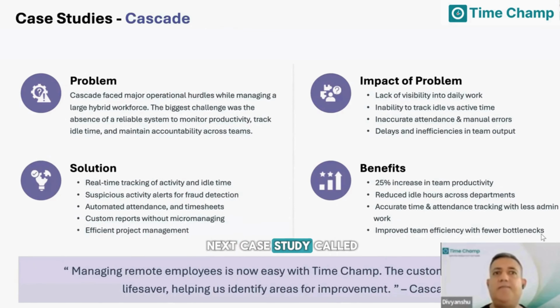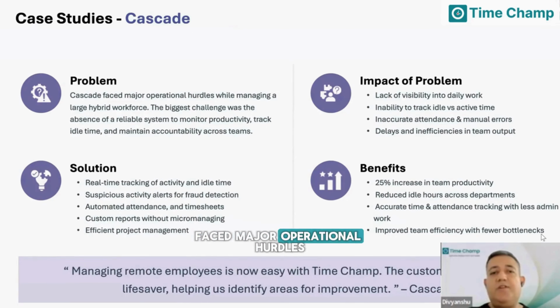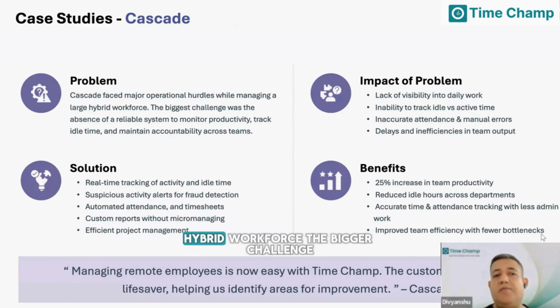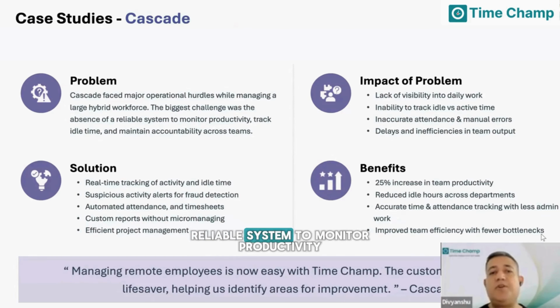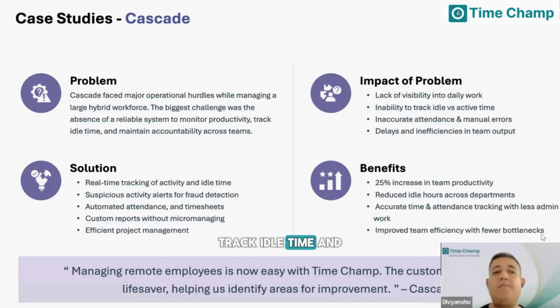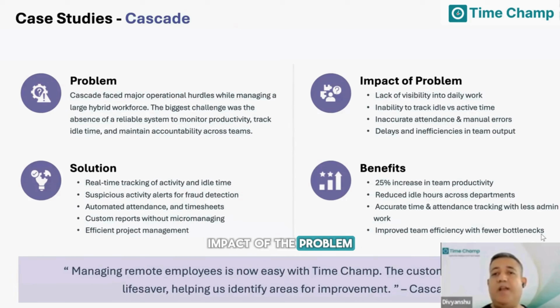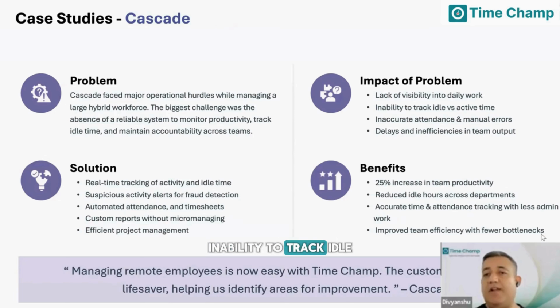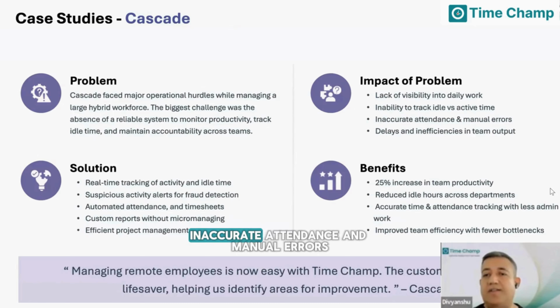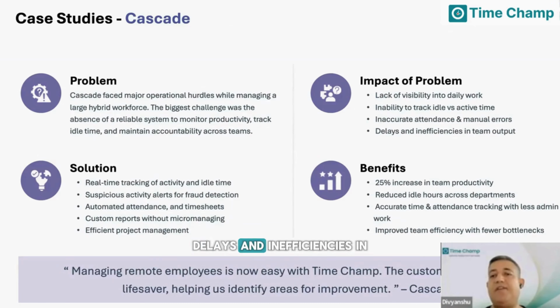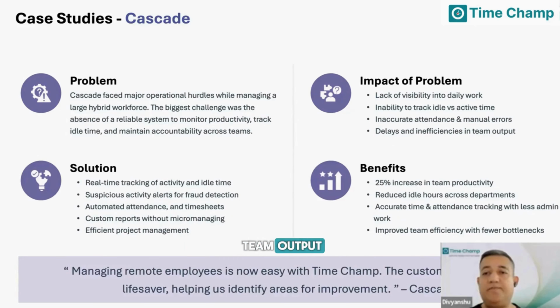Let's move to the next case study called Cascade, a company. Cascade faced major operational hurdles while managing a large hybrid workforce. The bigger challenge was the absence of a reliable system to monitor productivity, track idle time, and maintain accountability across teams. Impact of the problem: lack of visibility into daily work, inability to track idle versus active time, inaccurate attendance and manual errors, delays and inefficiencies in team output.